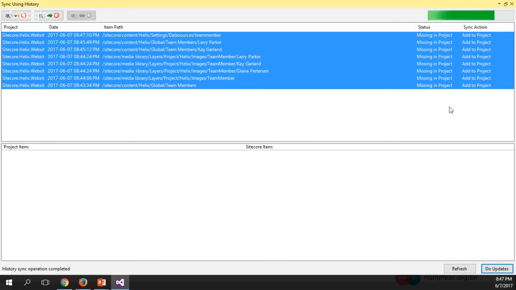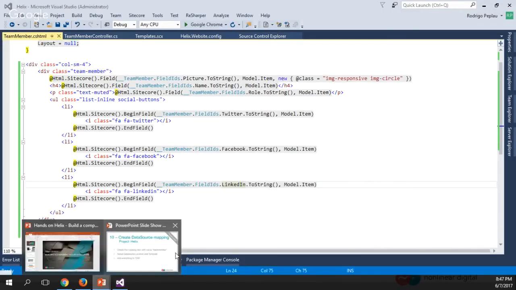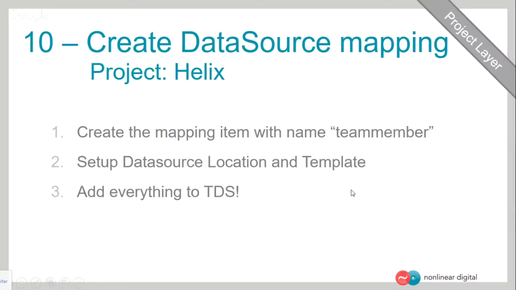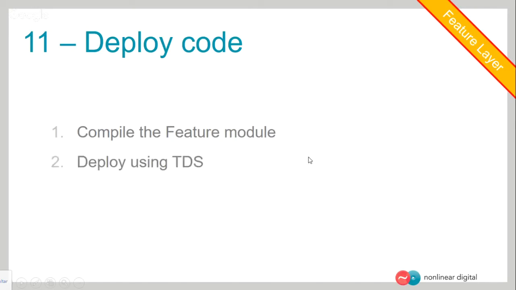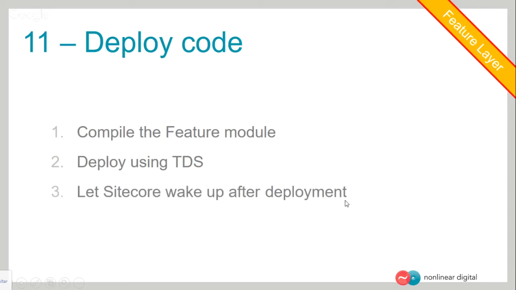42 minutes. But we are almost there. Only 2 steps left. Good. All right. So we have almost everything. What we need to do now is to deploy the code. So we're just compiling the feature module and deploying using TDS. And then let Sitecore wake up after the deployment.